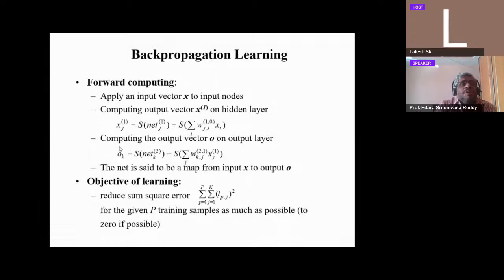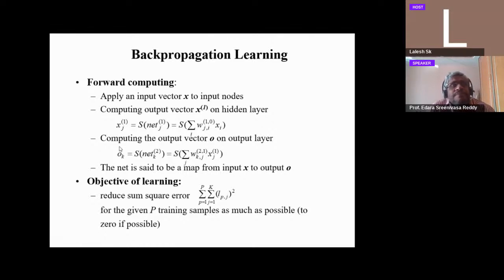Now, let us see how we are going to do forward computing. Apply an input vector x to input nodes. So, in the case of the previous example, we are giving the features of the rectangular book to the network. Whatever may be, angular, shape, or size, or position. So, we are giving the input vector. And we are computing the output vector on the hidden layer. So, you must compute from input to hidden and hidden to output.